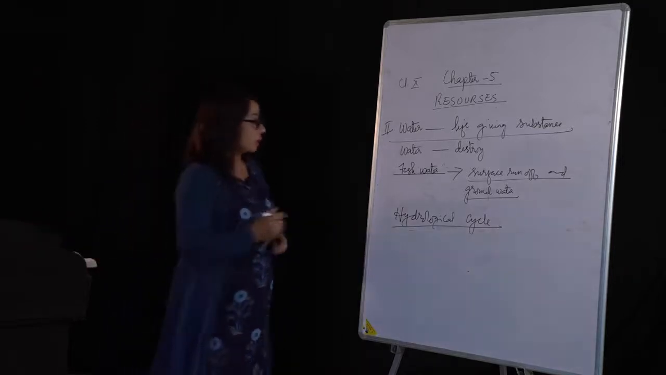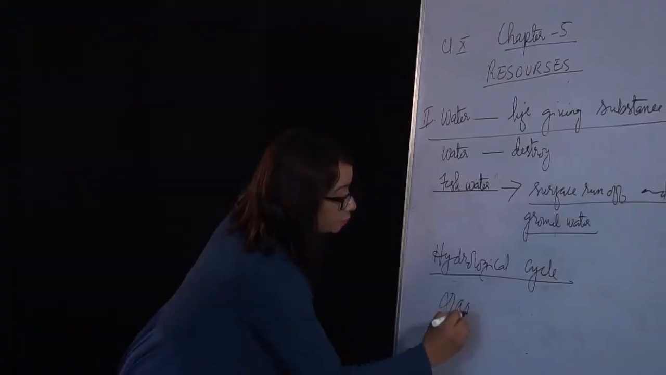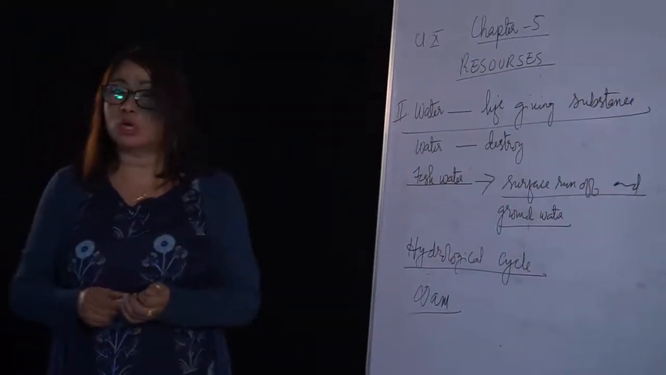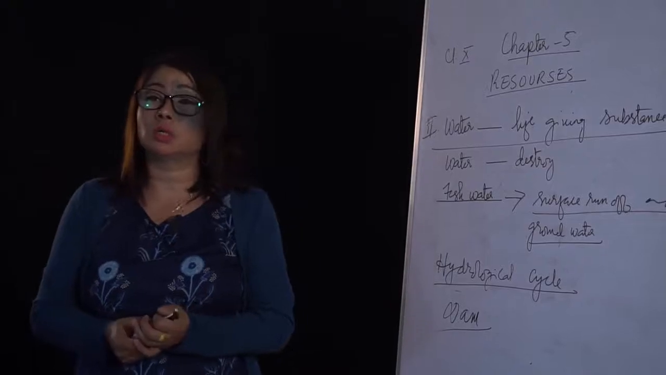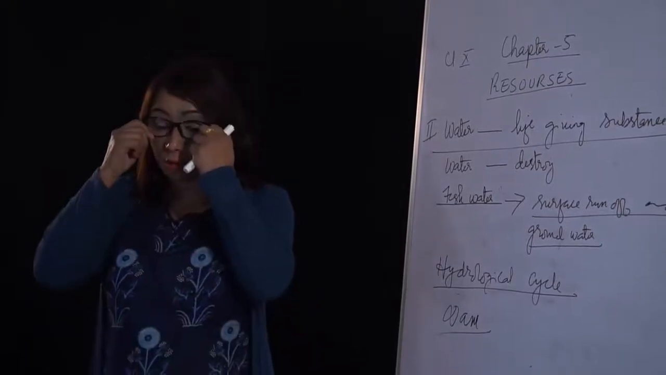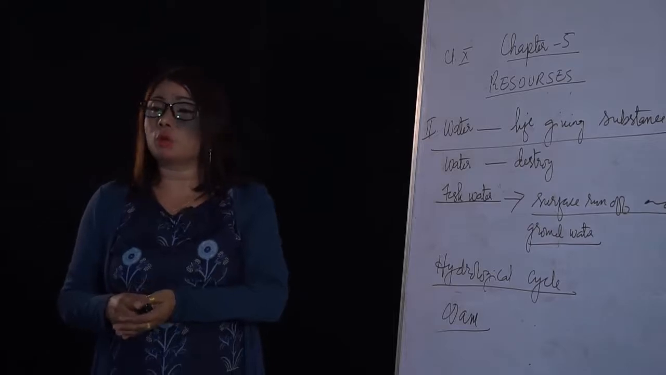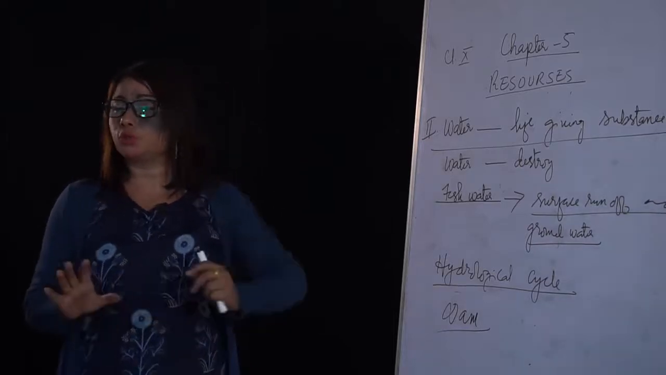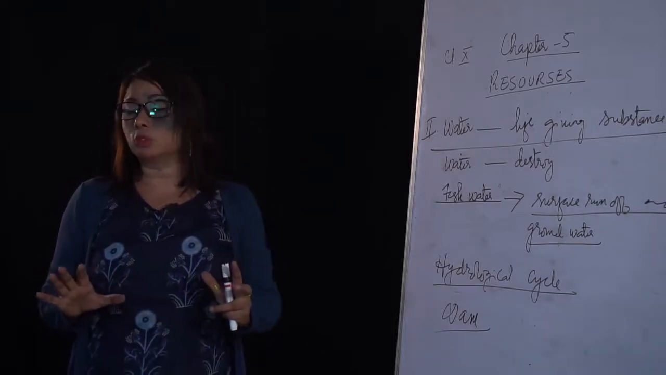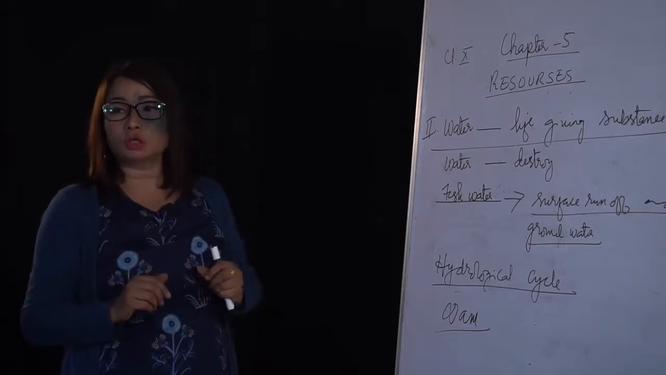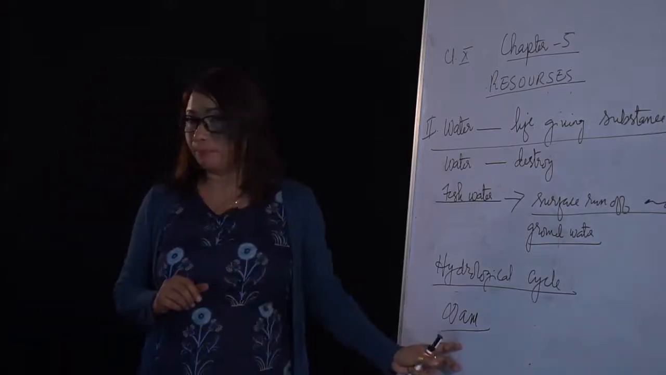Now the next one that I would like to discuss is the dam. What is a dam? A dam is a structure that is constructed across a stream or running water, by creating a barrier to stop, to retard, to slow down or divert the flow of water. This structure is called a dam.